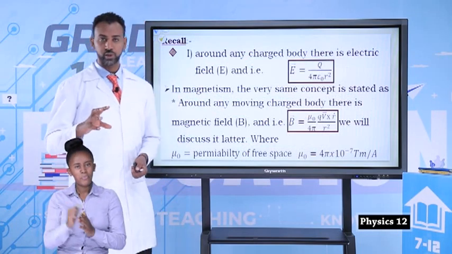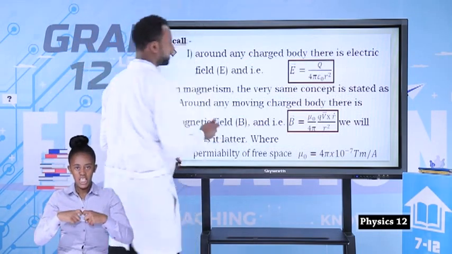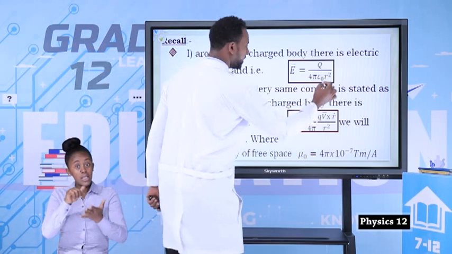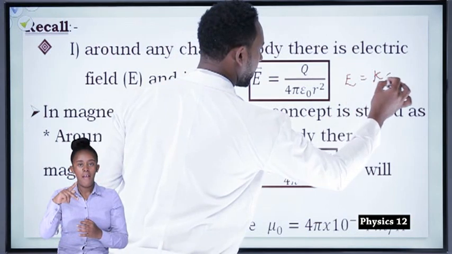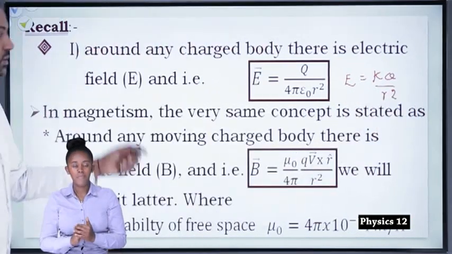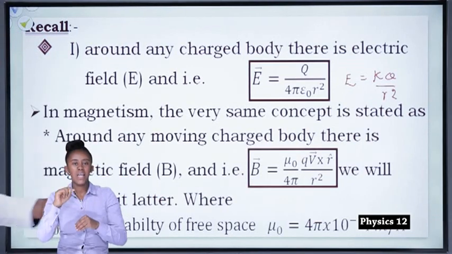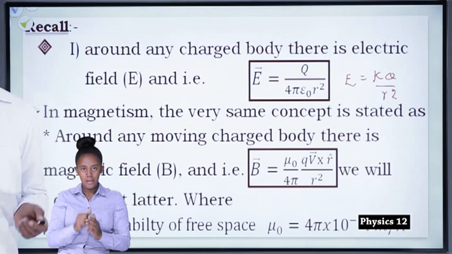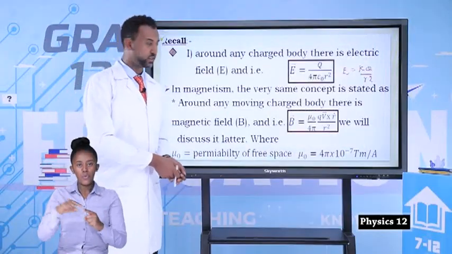Around any charged body, there is an electric field, and that electric field can be determined as KQ over R squared. This was the concept of electrostatics. And in magnetism, the same expression is found. Around a moving charged body, it's possible to determine the magnetic field.